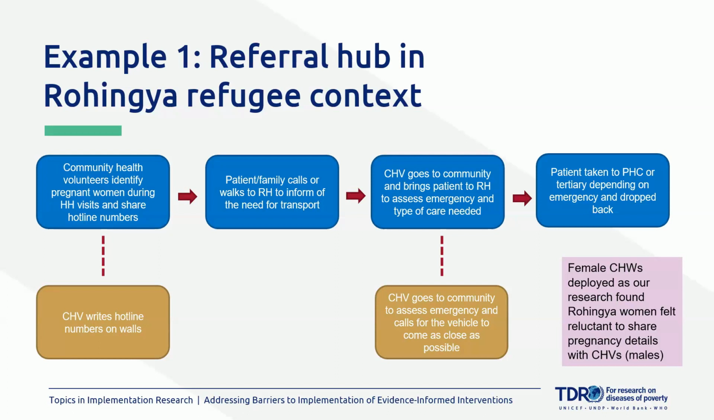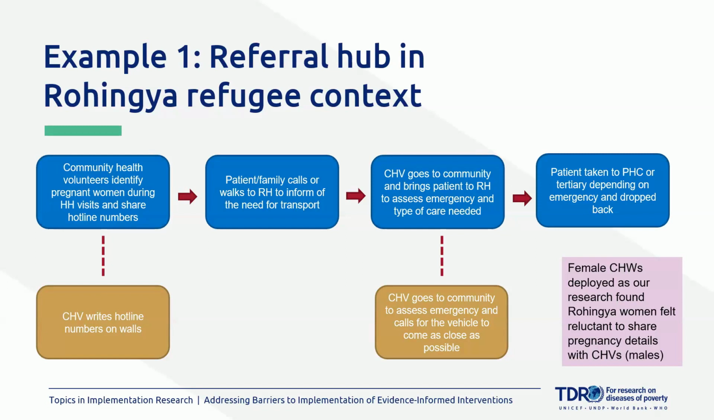Then when there is a need for transport, either the patient or the family calls, or can even walk to the referral hub and inform them of the need for transport. Then the community health volunteer went to the community and brought the patient back to the referral hub, where the emergency was assessed. It was assessed whether it was primary care that could be provided by the paramedic, maybe the woman was not ready to give birth yet, whether it was really an emergency or not. Those kinds of assessments went on at the referral hub.